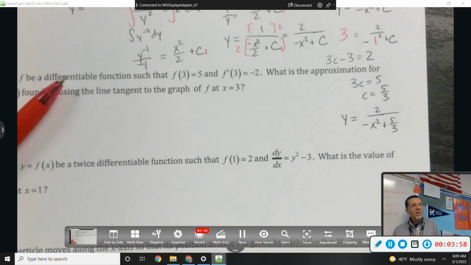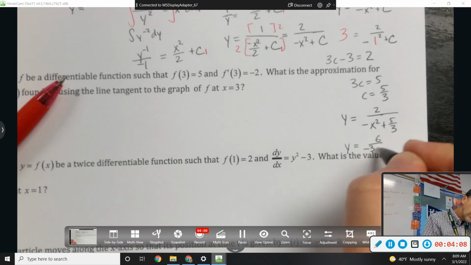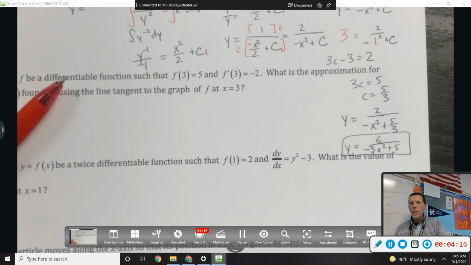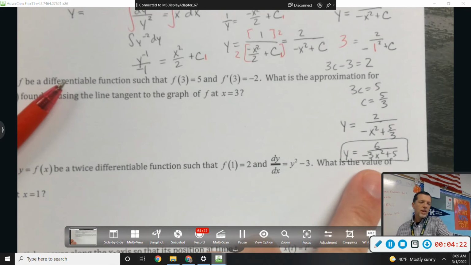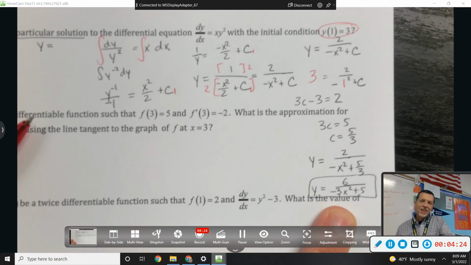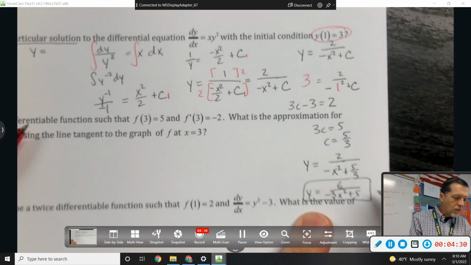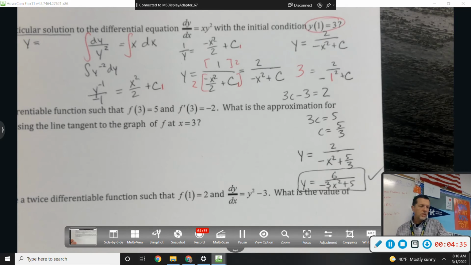I'm okay with that as a safe stop. If it's multiple choice, though, it might multiply through by 3 to clear out the other fraction. 6 over negative 3x squared plus 5. That's a lot of algebra. It might be wise to plug in 1 and see if we still get 3 out of that. Negative 3 plus 5 is 2. 6 divided by 2 is 3. So I feel pretty good about that answer. After all those algebra steps, it still works out.